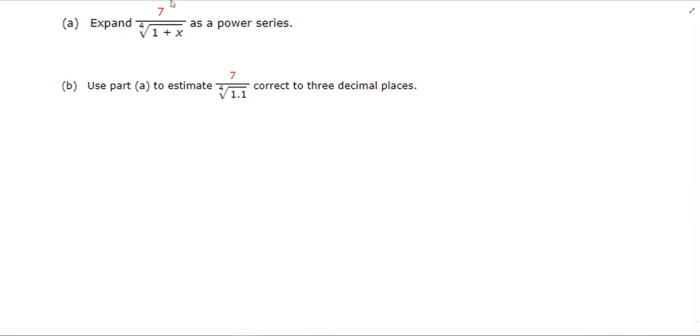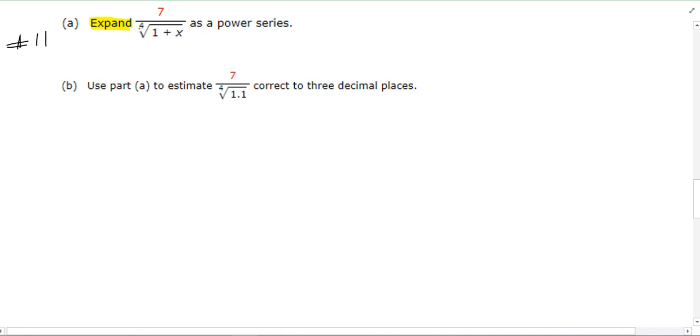Hi everyone, I wanted to do an example also using the binomial series expansion. I know I talked about it in class and I did a couple of really quick examples, but I noticed that in the homework they really want you to expand. So let's work on this one. This one is number 11 from your homework.